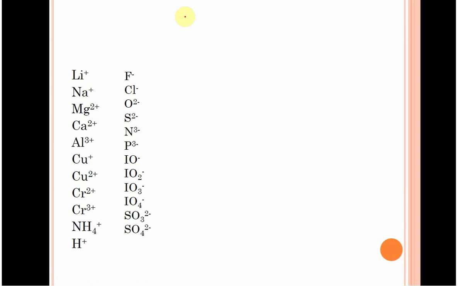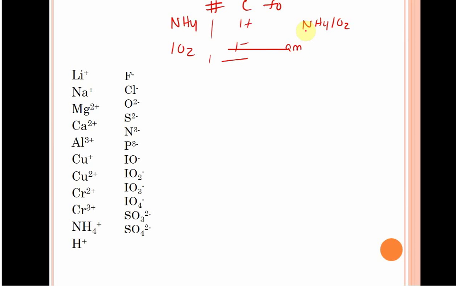Ammonium with iodate. Number, charge, and total. Oh, iodite first. We didn't do iodite. Plus one, one minus. It already cancels, so we just need one of each. NH4IO2. Let me turn the pen so I keep hitting that button. For ammonium iodite. Ammonium iodate is NH4IO3. Ammonium periodate, NH4IO4.